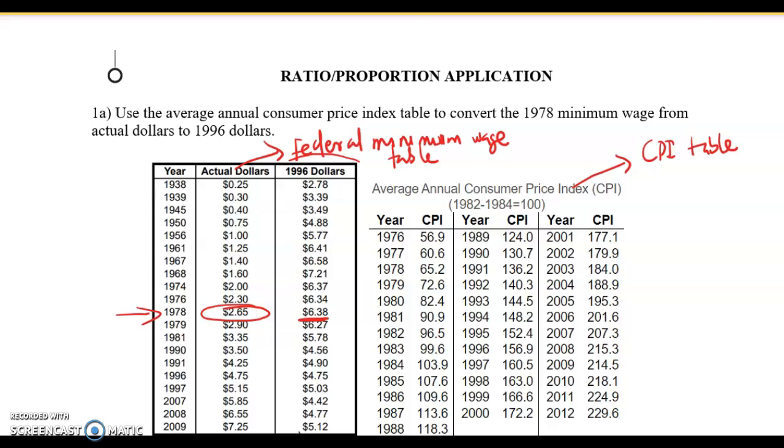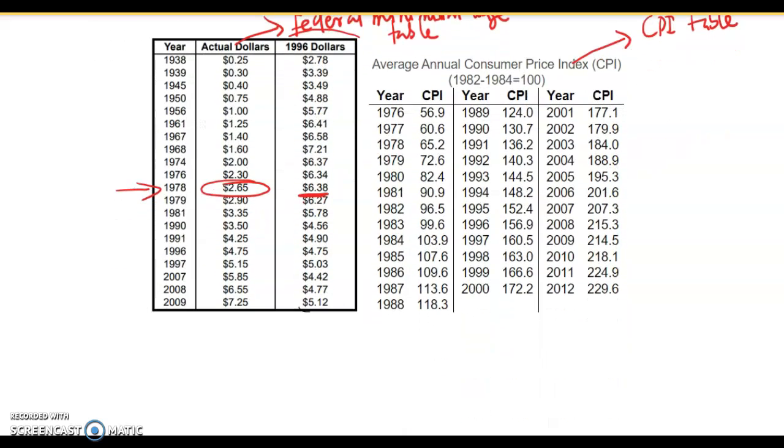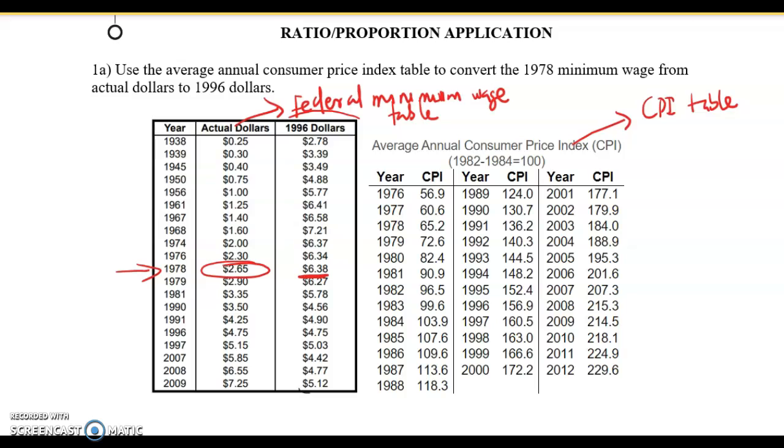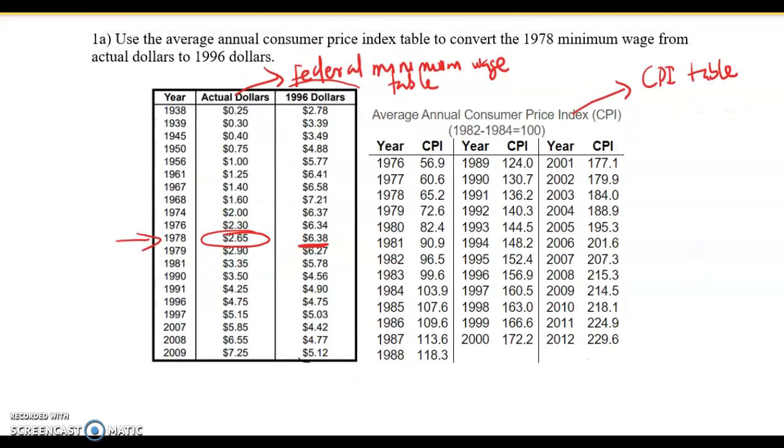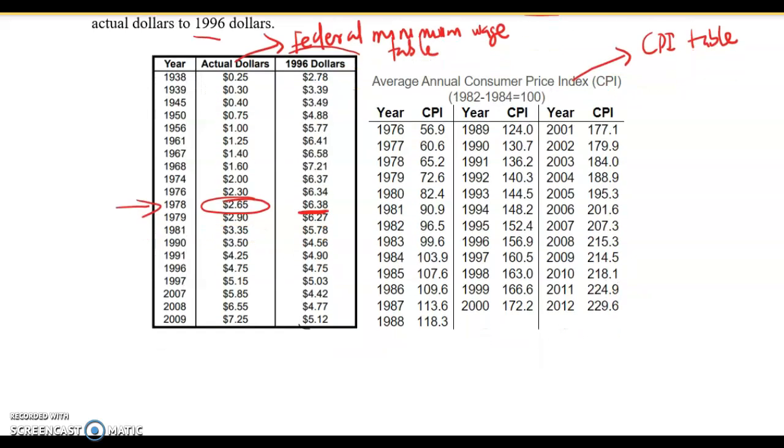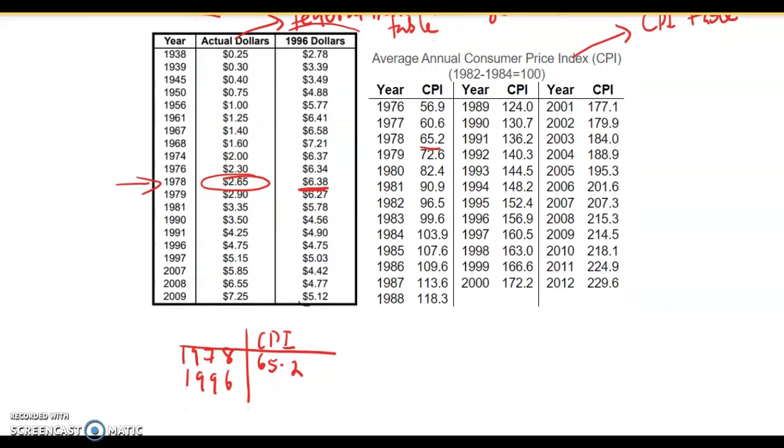So we're going to set this problem up using proportion. You're going to keep the years on one side, and we're going to keep the CPI values on one side. So we are comparing 1978 and 1996. We keep that under one column. The CPI for 1978 on the table is given to us as 65.2, and for 1996, the CPI is 156.9.